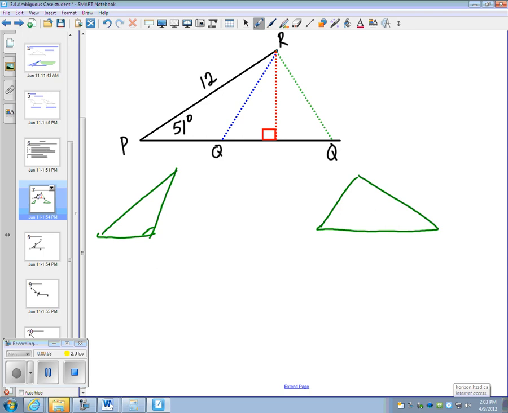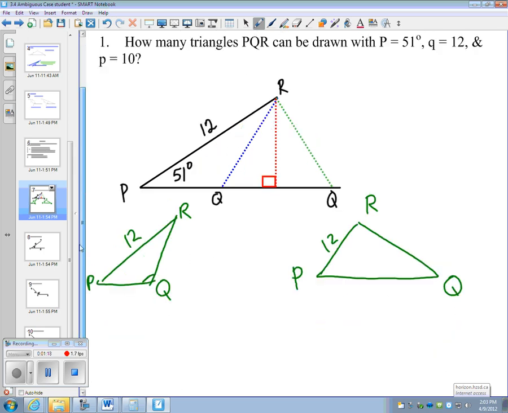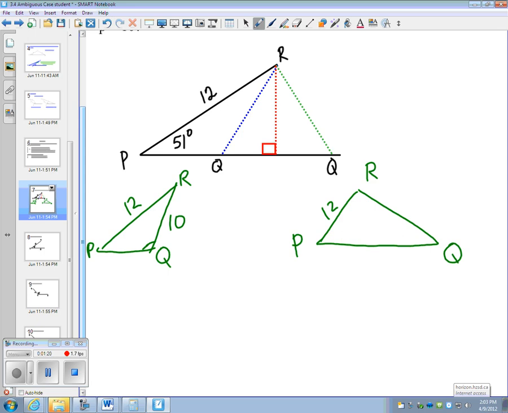Okay, so we're going to put in our letters. We have P, R, and Q, or you could do A, B, and C if you'd prefer. P, R, and Q. We were told this side length is 12. We were told this side length is 10, I believe. Yeah, this side length is 10. We're told this is 10, and this is 51. And what we're going to use is the sine law.